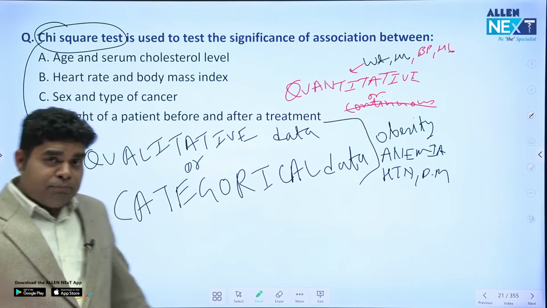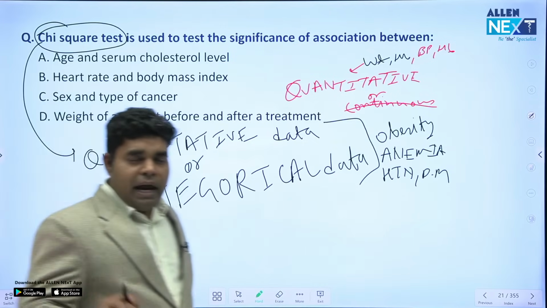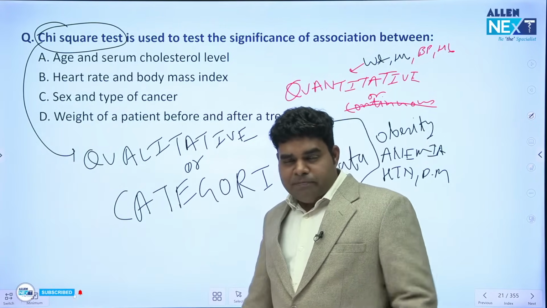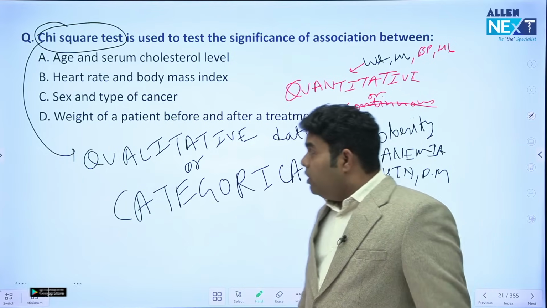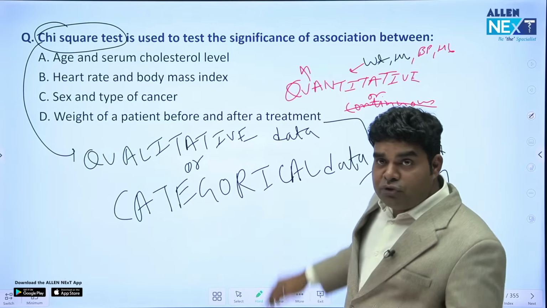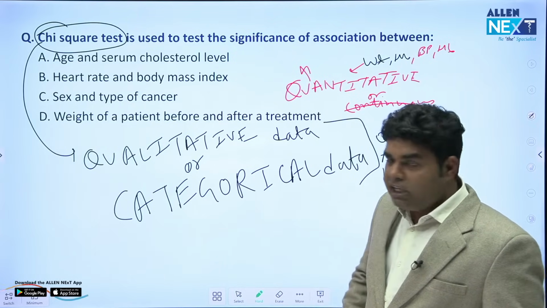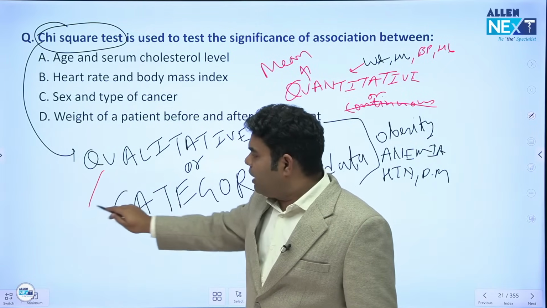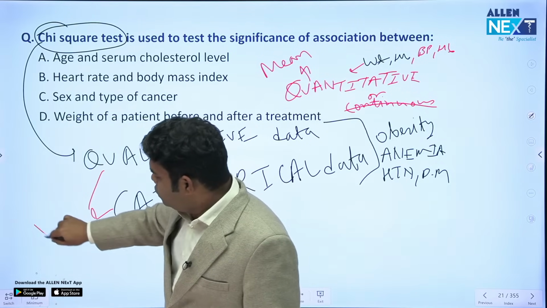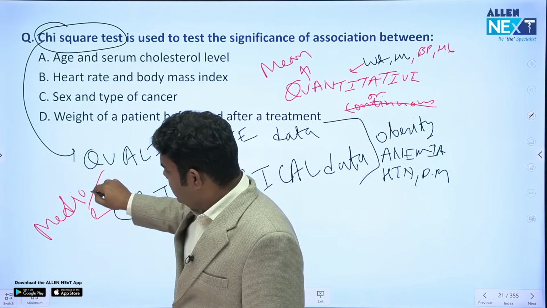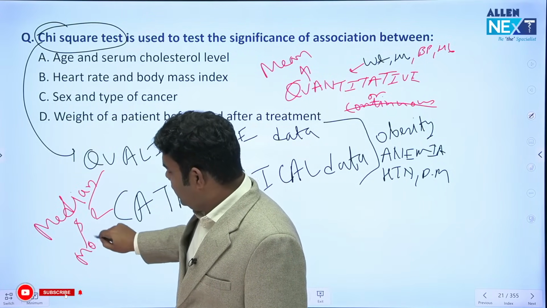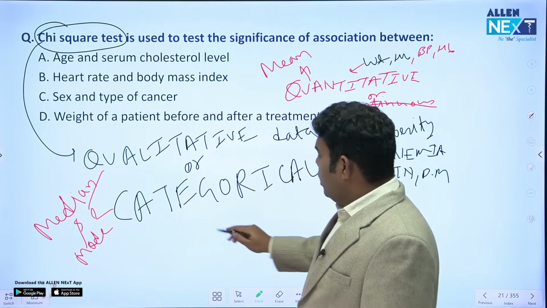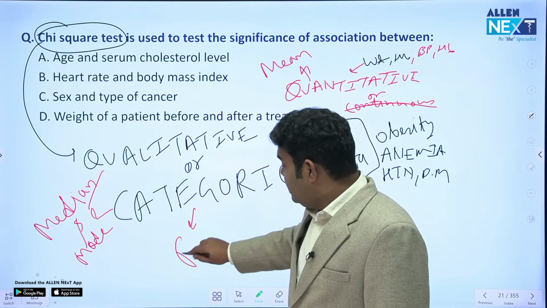The question they ask is: median and mode, are they used for quantitative or qualitative data? So remember, if we have quantitative data which we can measure, like weight, height, BP, HB, there we use mean. But in case of qualitative or categorical data, we use median or mode. Median and mode are for qualitative data. And along with median and mode, most of the time categorical data results come in percentage or proportion.